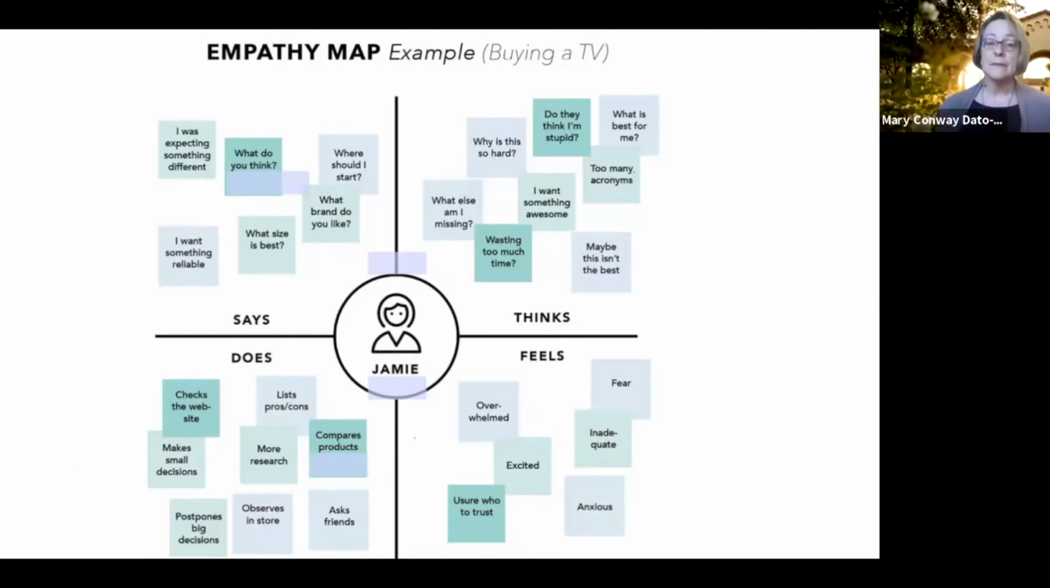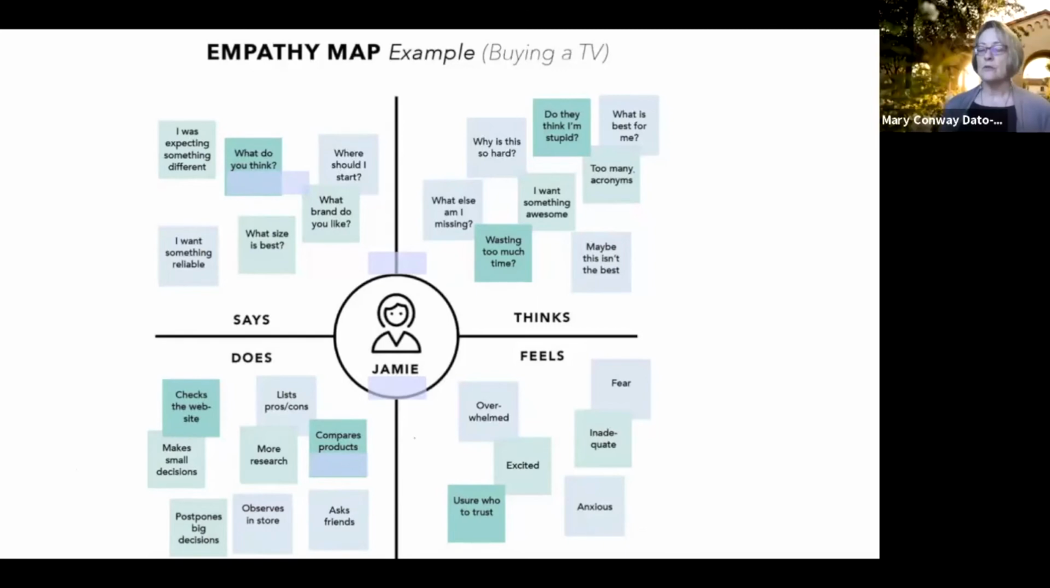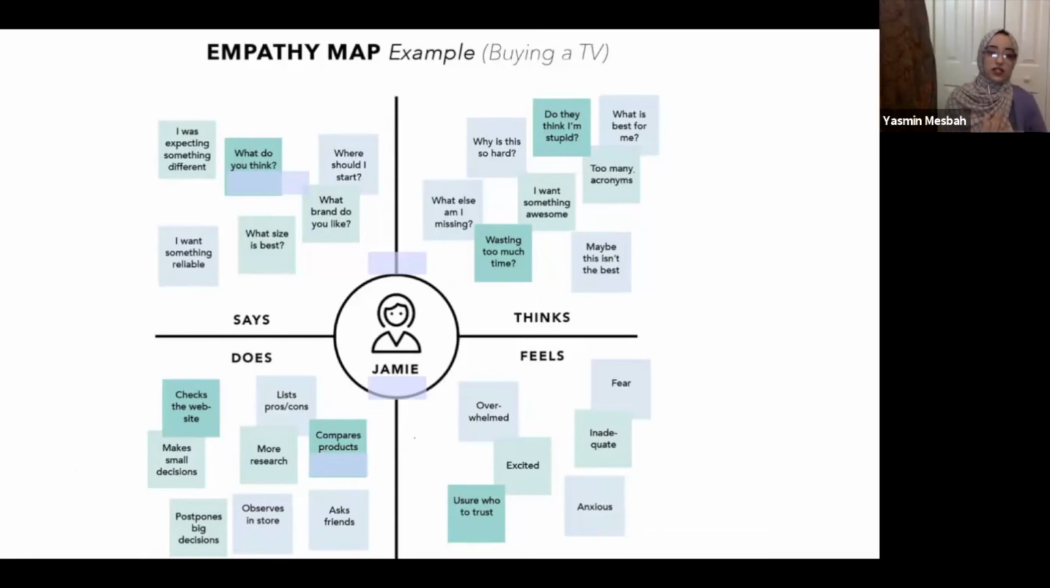So do you want us to type something in the chat? Yes, type it in the chat, please. So just repeat the question one more time for me, Yasmin? Of course, based on the answers and based on this empathy map, how would you put in one statement, one sentence, what is Jamie's problem when buying a new TV?